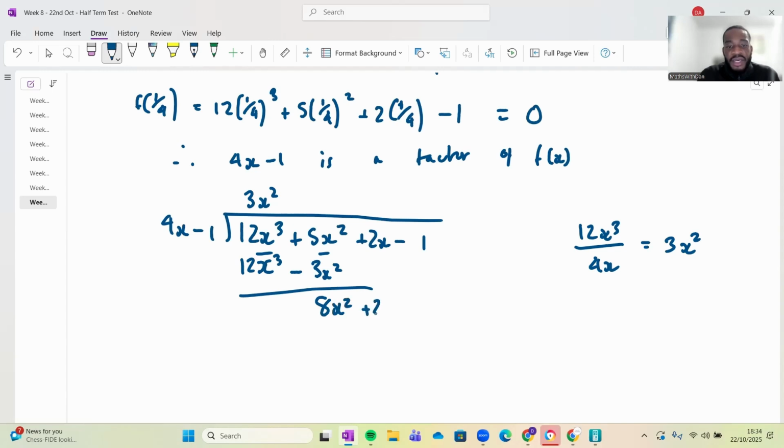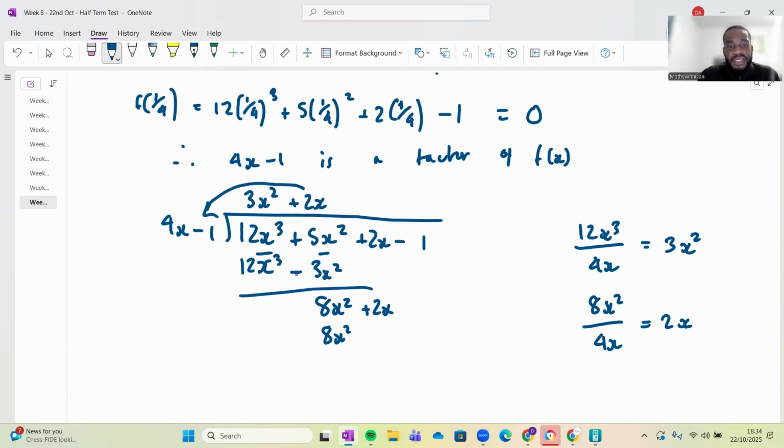Bring that down, 2x, like that. Repeat the process. So it's going to be 8x squared over the 4x. 8 divided by 4 is 2. X squared divided by x is x. So that goes there, and then repeat the process. So that 2x times it by the factor that you're dividing by. 2x times 4x is 8x squared.